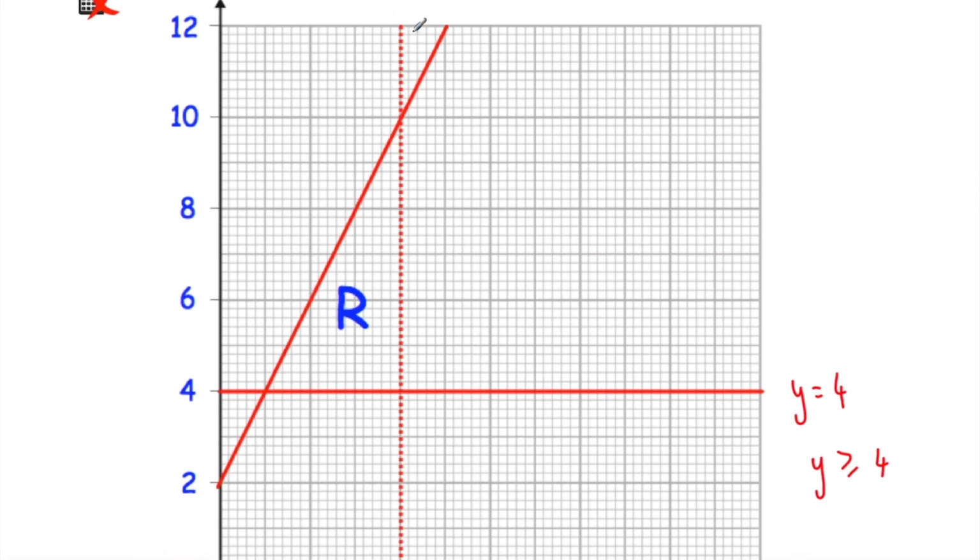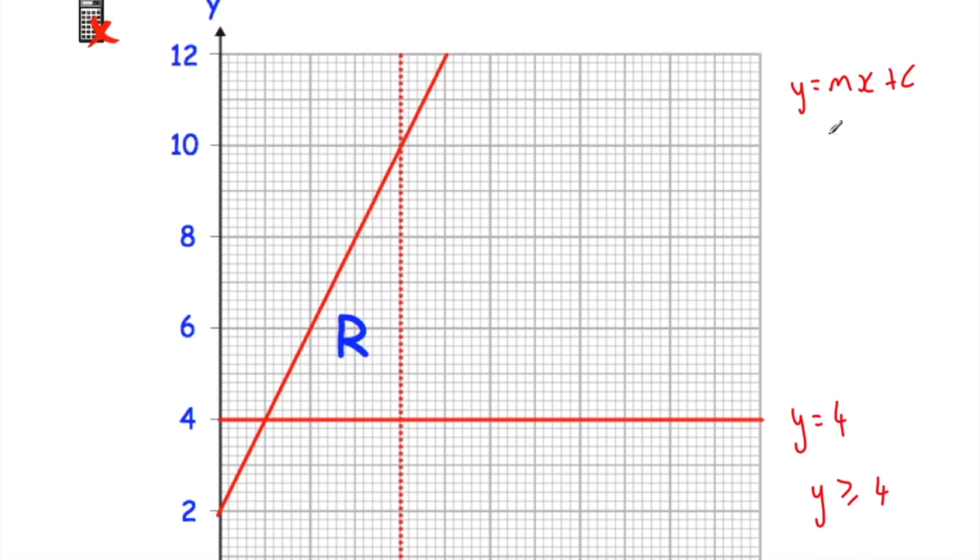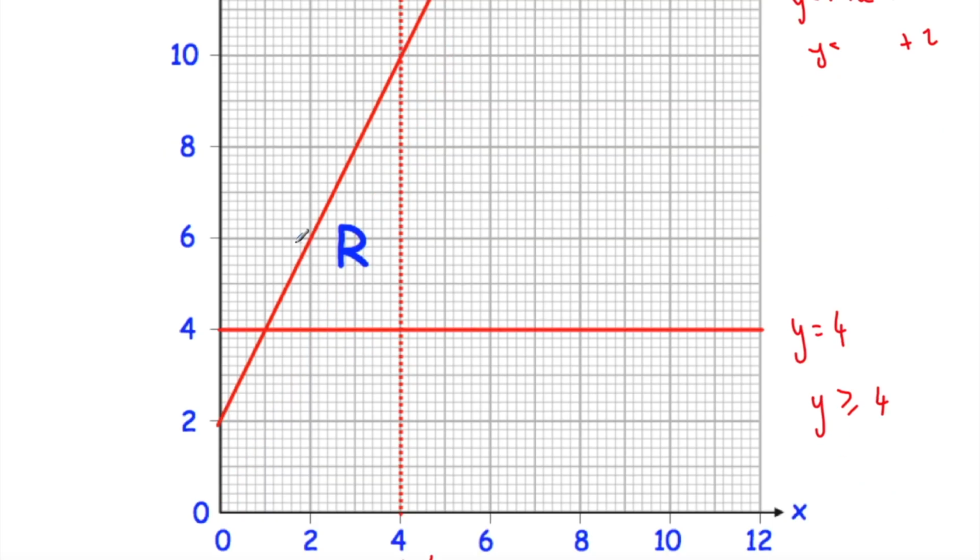So we've got this diagonal line, so let's get its equation. It's going to be in the form y equals mx plus c. It crosses the y-axis at 2, so its intercept is 2. So it's going to be y equals something x plus 2. Now let's get the gradient of the line. I'm going to choose 2 points on the line: this point, 0, 2, and this point here, 2, 6. If we turn that into a little right angle triangle, like so, we're going to do rise over run. The run is 2, the rise is 4, and 4 divided by 2 is equal to 2. So the gradient of that diagonal line is 2.